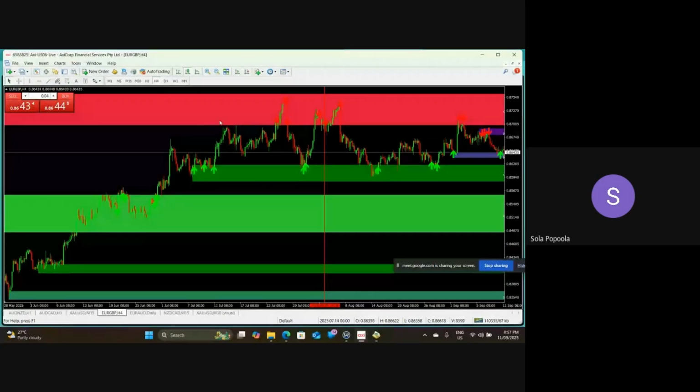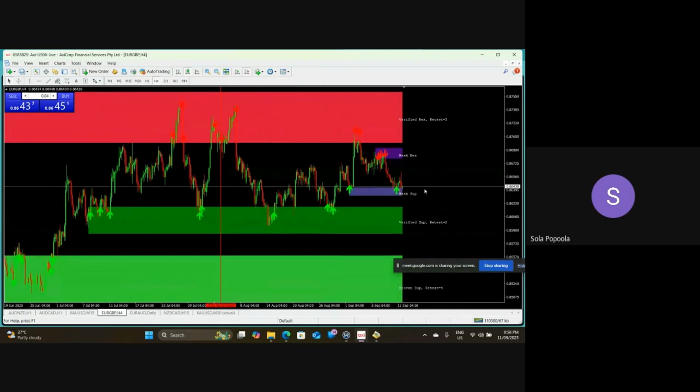Now, this zone, you see this red zone, is the resistance area. Most often, when price gets to the resistance area, it will come down. So, why do we call it a proven or verified resistance area? Because price has come into this zone severally. There was a time the price came into this place and they pushed price out.